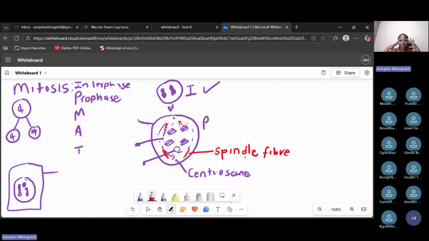You are done with prophase. Now, interphase, we said DNA replication. And prophase, we said the nuclear membrane starts to disappear. The nucleolus starts to disappear. Chromosomes are visible. And the centriole moves to opposite poles to form spindle fibers. And then the next phase is metaphase. M for middle. Metaphase.